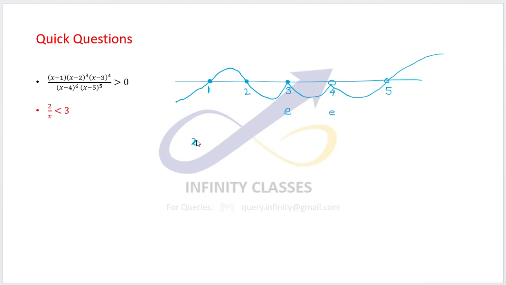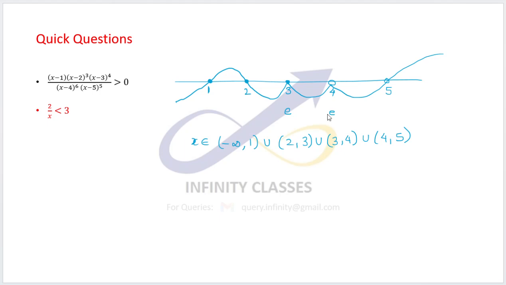So x will belong to, and see here, there is no equal to sign here. So everything would be an open interval. For equal to sign, what will happen is at x equal to 1, as soon as I put x equal to 1, this will become 0. I don't want it to be 0. So I will not include any of the points on the number line. Okay. So very clearly, very quickly, I can say that it is from minus infinity to 1, union 2 to 3, union 3 to 4, union 4 to 5, and that's it.